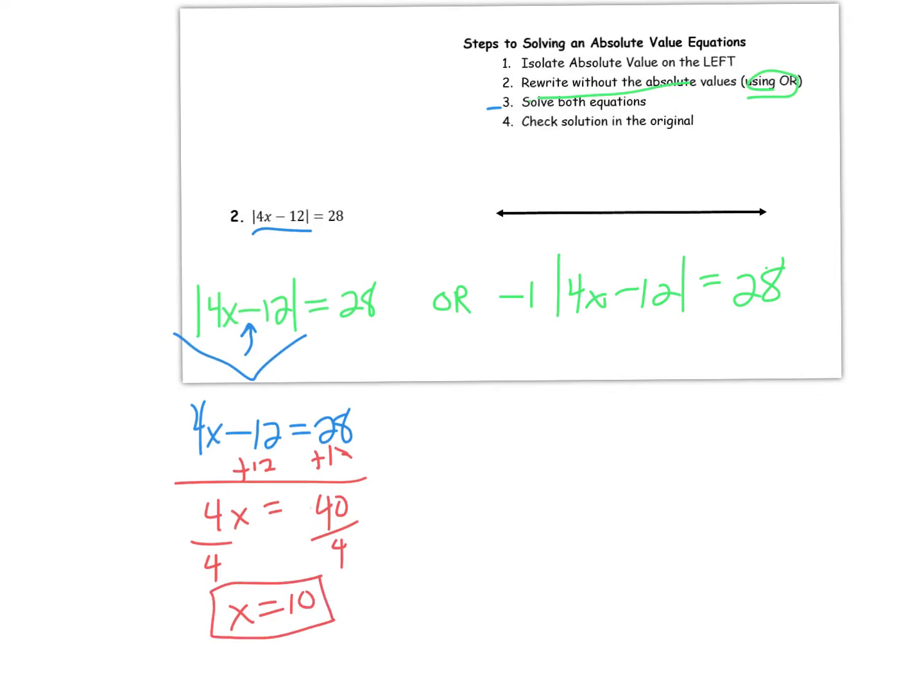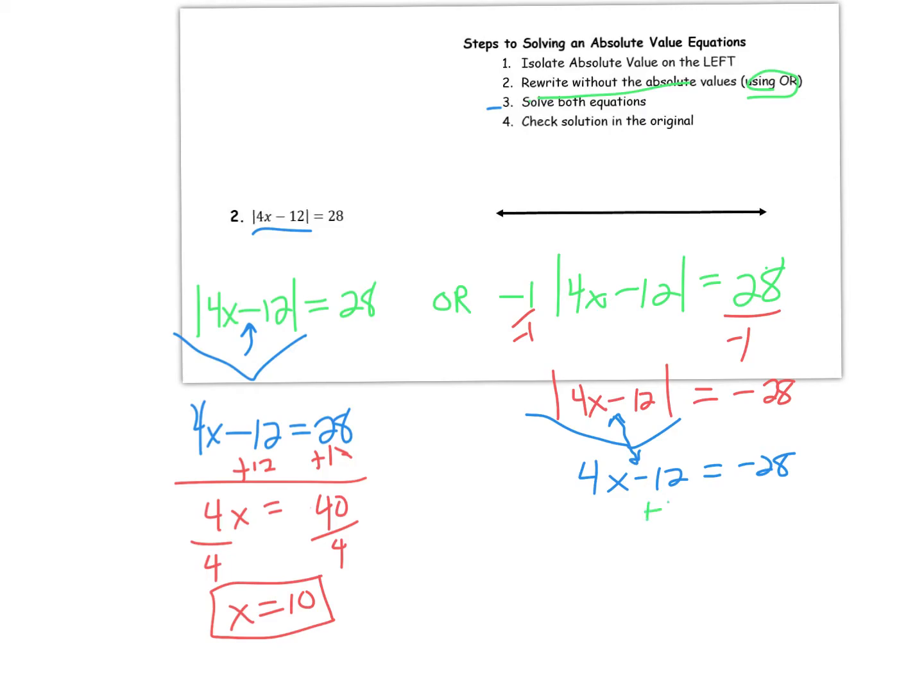Now I have to do the other side. So I'm going to divide by -1. So we have the absolute value of 4x minus 12 is equal to -28. Okay. Take down the bars. So 4x minus 12 is equal to -28. Again, remember, this does not come out as a positive. It stays as negative. We're taking down the absolute value bars. We're not evaluating absolute value. All right, so now let's solve this. So add the 12s.